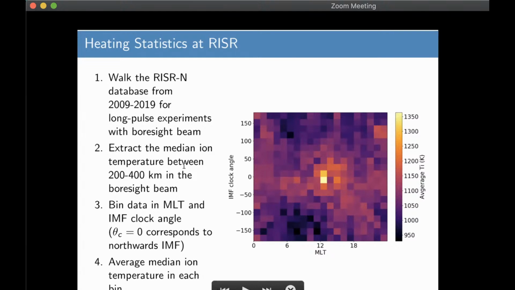We take that entire set of data and bin it based on IMF clock angle and MLT, and then find the average median ion temperature in each bin. When we do all that, we end up with this plot on the right. IMF clock angle of 0 corresponds to northward IMF. So this is the situation we were just talking about. You can see there's a distinct enhancement here, representing that we do see on average higher temperatures corresponding to conditions of northward IMF, or low reconnection, and when RISR is in the noon sector.